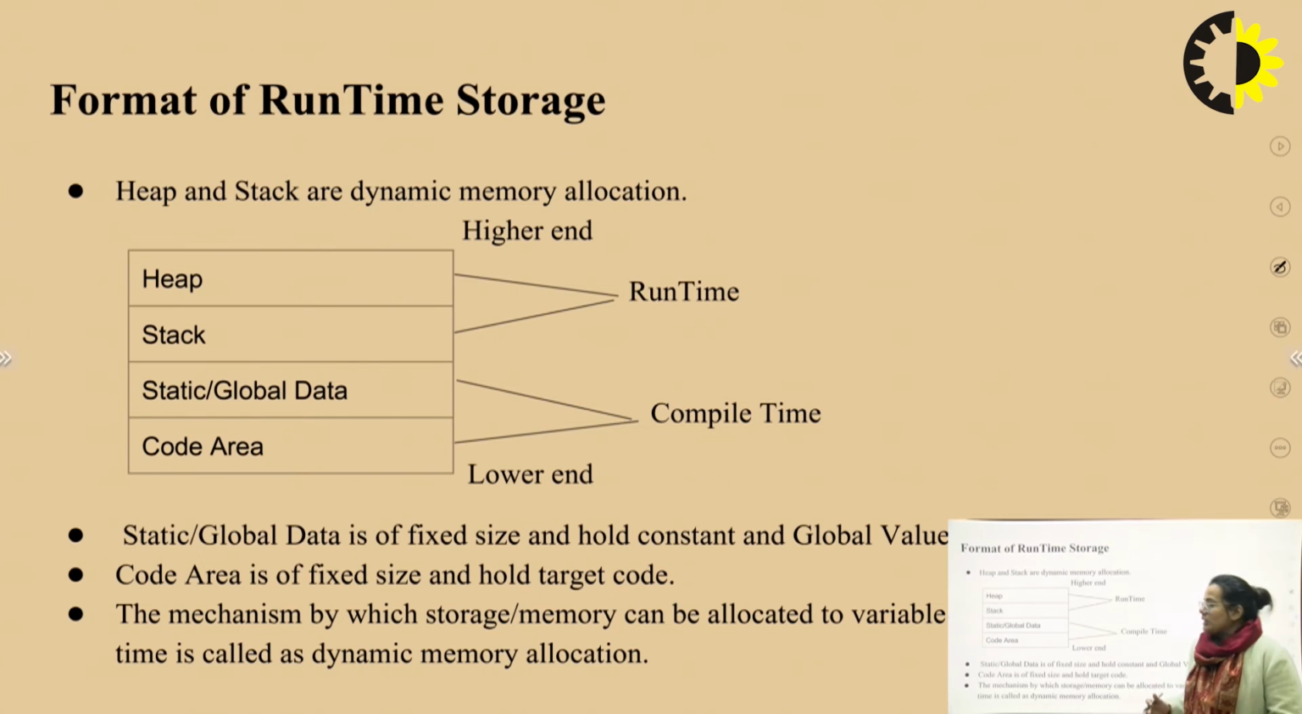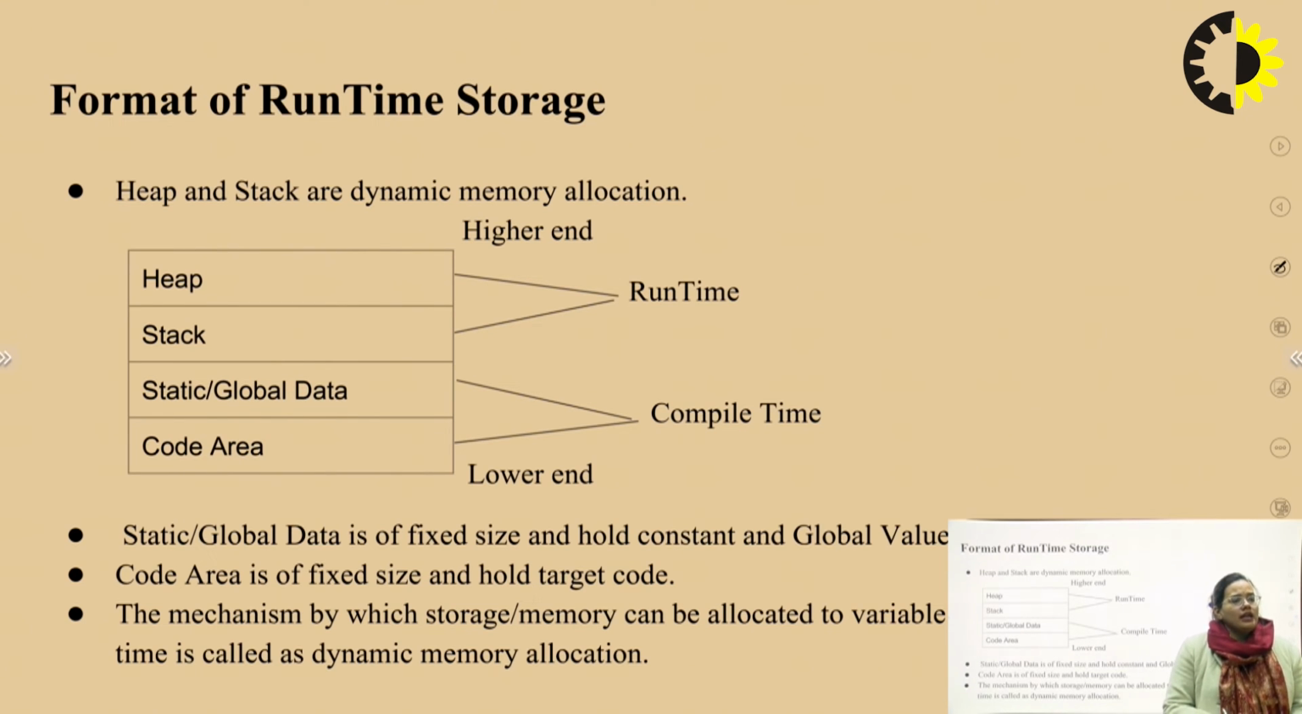So in the format of runtime storage administration, there are four types of memory we use: heap, stack, static, and code area. Heap and stack are dynamic memory allocation. Static, that is global data, or code area is compile time memory allocation. Static global data is of fixed size and holds constants and global values.